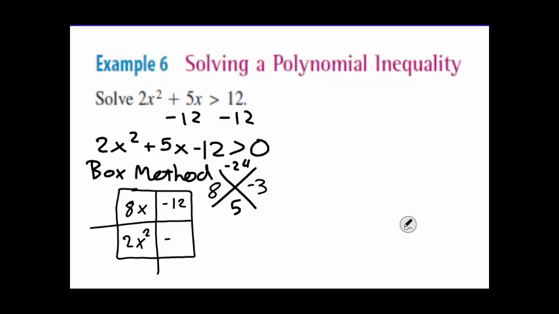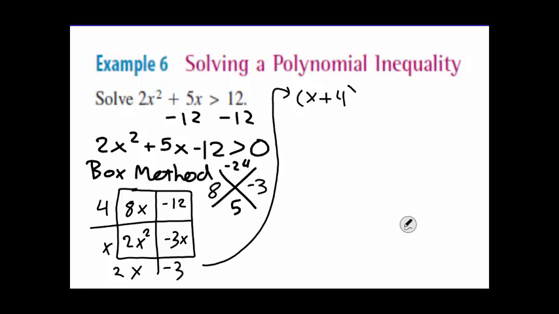Alright, and I'm back. So hopefully everybody knows how to do the box method. If not, send me a message and I will send out an explanation to you. That's something we've been working on since Algebra 1. So this thing factors to x plus 4 times 2x minus 3 is greater than 0.